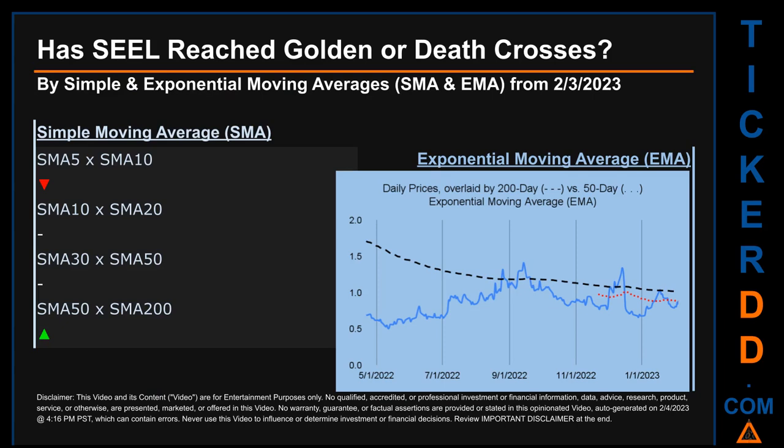Has SEEL price reached golden or death crosses? Golden cross and death cross are basic signals that compare average prices across two specified trade day ranges, a short-term versus a long-term range. For example, 5-day versus 10 trade days. Essentially, a golden cross is a bullish signal.